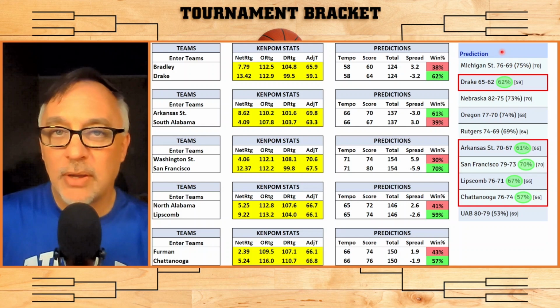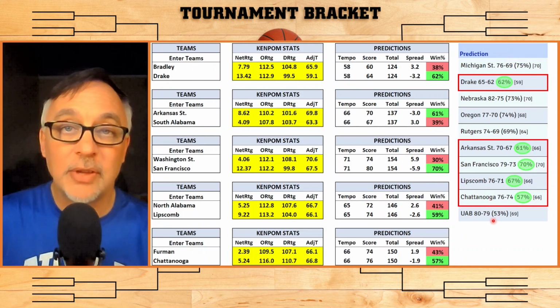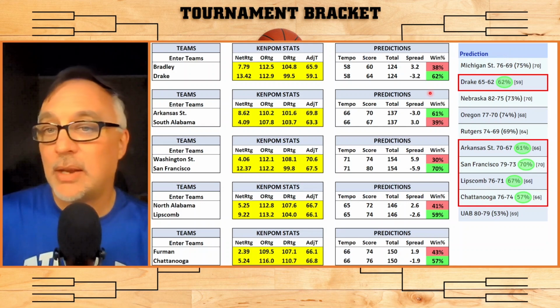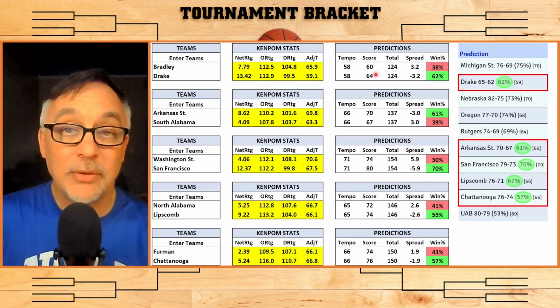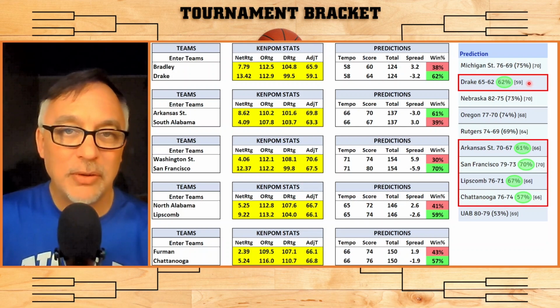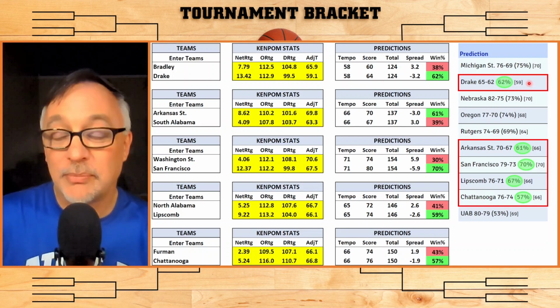Now, over here on the far right-hand side is a snapshot of the actual predictions made by the KenPom website. And look at this right here. We have 62% for Drake. It's exactly what it says over here, 62%. Now, it did say 65-62. Over here, I have 64-60. That's because I have a 58 for the tempo, and they have a 59. So I'm not exactly in agreement with the KenPom output right here, but it's really, really close.